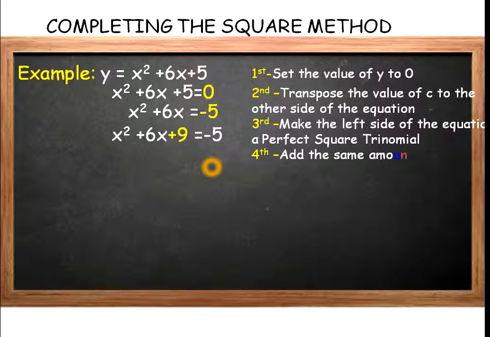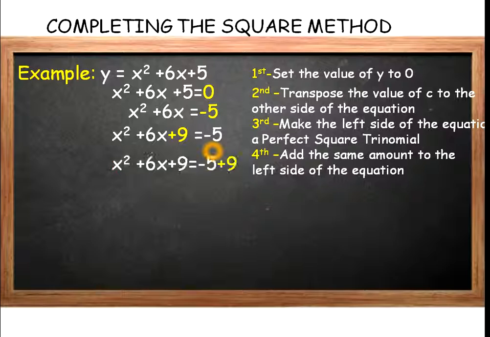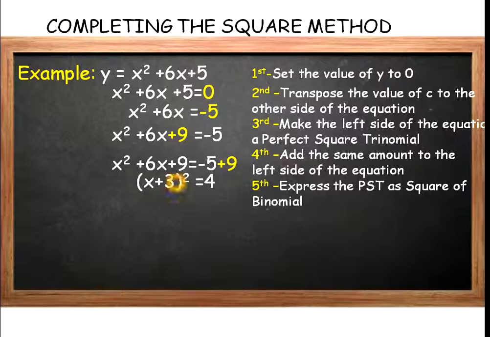Fourth step, we have to add the same amount to the other side of the equation to keep it balanced. We added plus 9 on the left side, so we have to add plus 9 on the right side. Thus we will have x squared plus 6x plus 9 is equal to negative 5 plus 9. Now expressing the perfect square trinomial as a binomial, we will get x plus 3 quantity squared is equal to negative 5 plus 9, which is equal to 4.